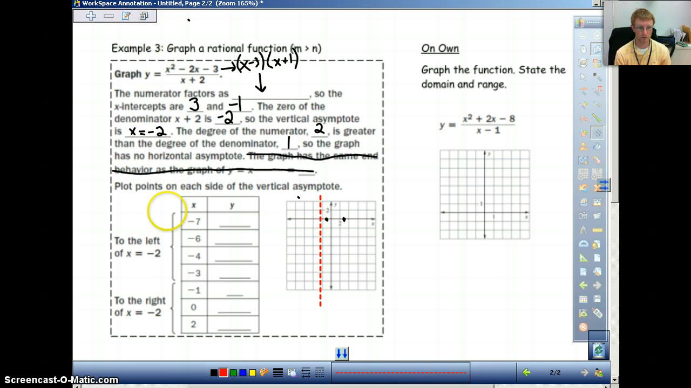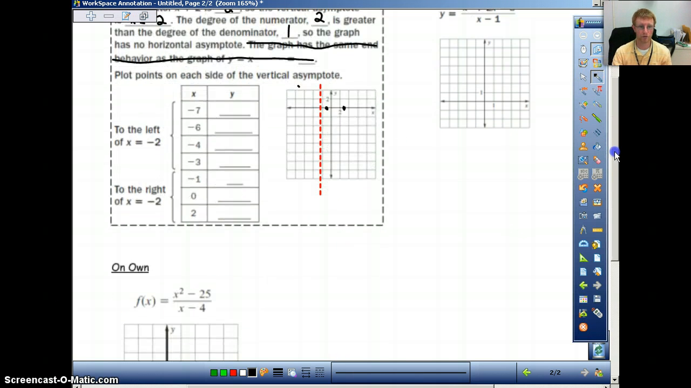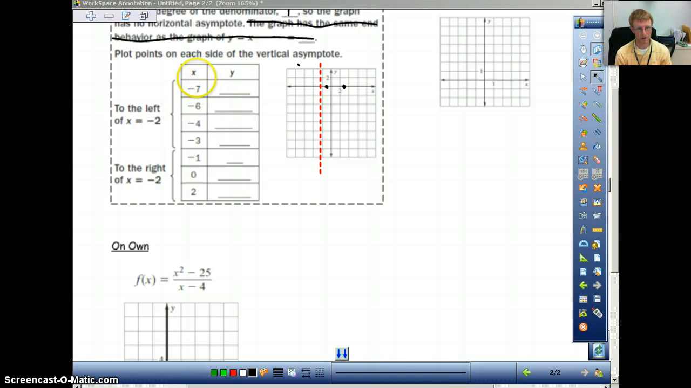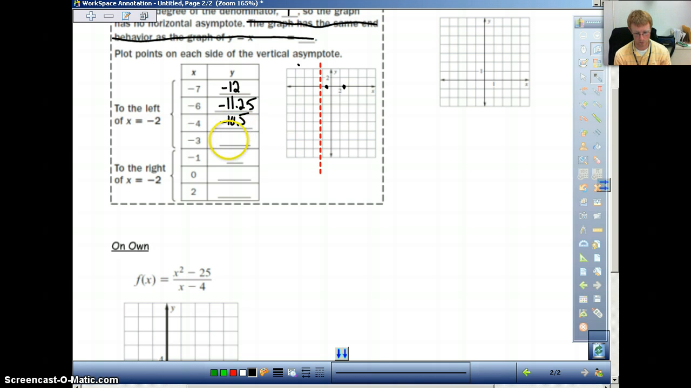So what we need to do is we still need to plot points on our graph. So that's what we're going to do in this chart right here, same thing. We're going to plug these into our function. So quickly, I will give you the values that we have here. We have negative 12. We have a negative 11.25. We have negative 10.5. We have negative 12 again. Okay, and those are all the values to the left. So to the left of the vertical asymptote. So you can go ahead and plot those.